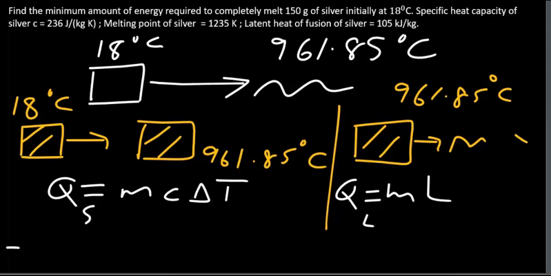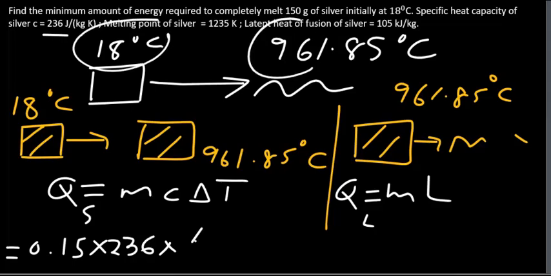Let's calculate the first term. The mass is 150 grams, so turn that into kg, 0.15 kg. Specific heat capacity for silver is 236. Note the units, joules per kg per Kelvin. The temperature change is from here to there, so the difference, 961.85 minus 18, and that's going to give you specific heat in the units of joules.